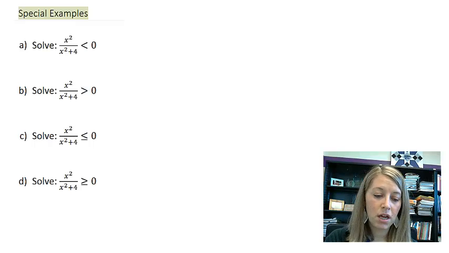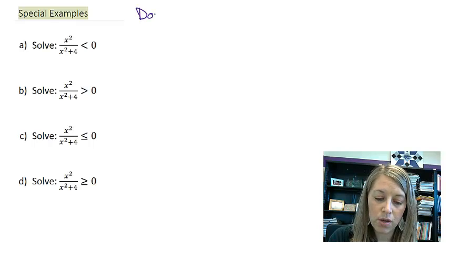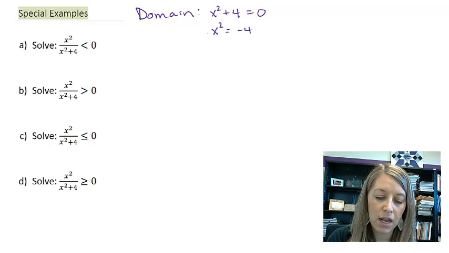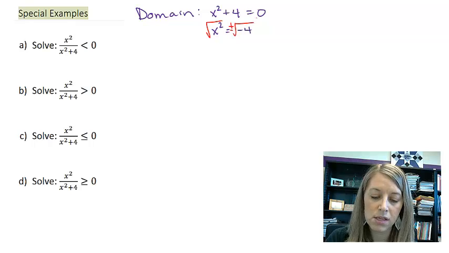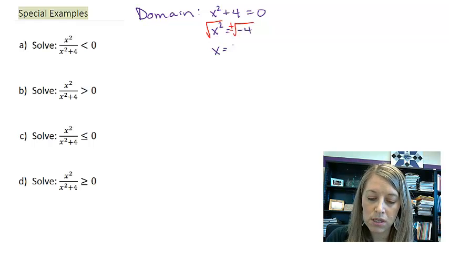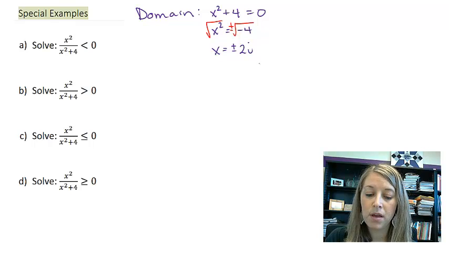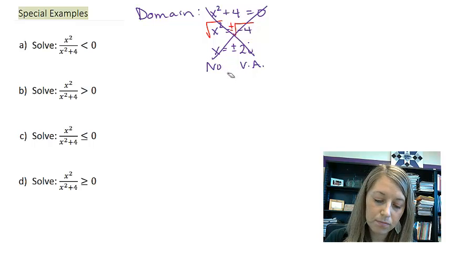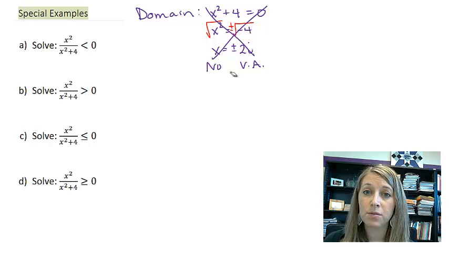Okay. So I need to talk about domains, so I don't forget to include my vertical asymptotes, which means I need to figure out where my denominator is equal to 0. So if I move my -4 to the other side, and if I were to take the square root of this, that would mean that x is actually going to equal positive or negative 2i. Well, i is imaginary, it doesn't make sense, we cannot graph it, so that means that I actually don't have any vertical asymptotes. So I don't have to worry about those. I don't have to put those on my number line or sign chart or whatever the case.